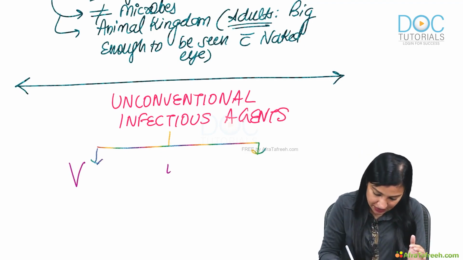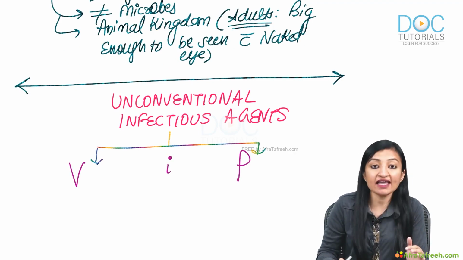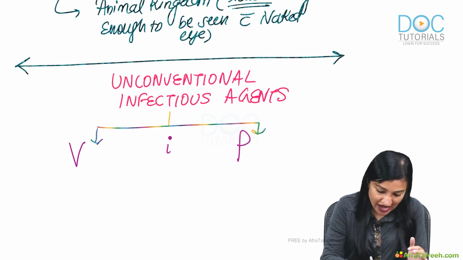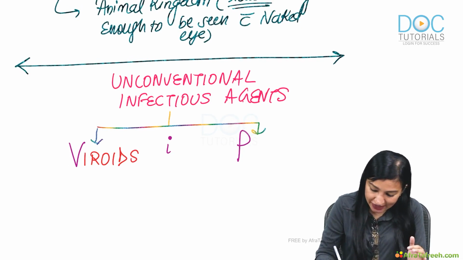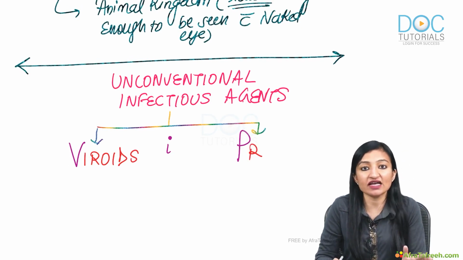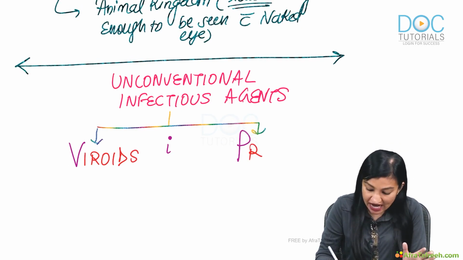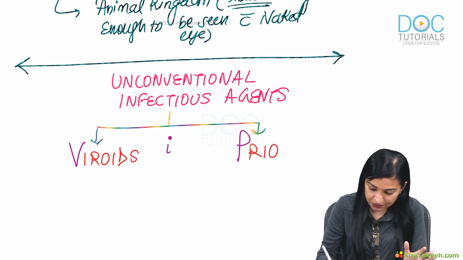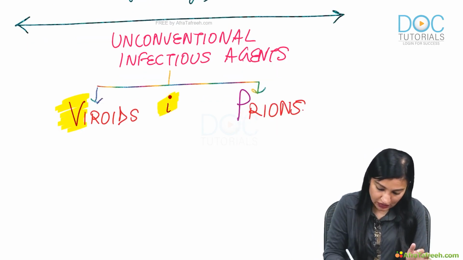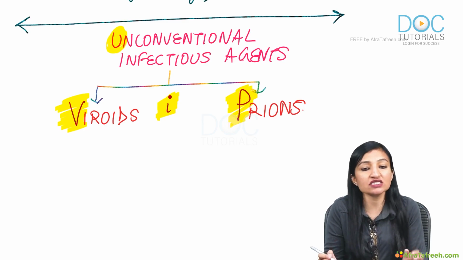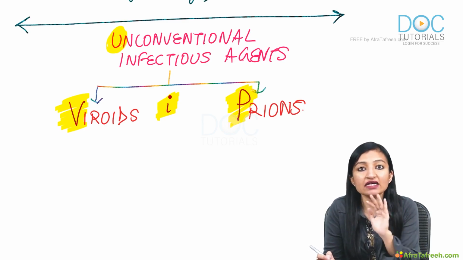Remember, V, I and P. V stands for viroids. I stands for nothing, that's why I have written a small i, and P stands for prions. So remember this mnemonic for the unconventional agents: V, I and P.